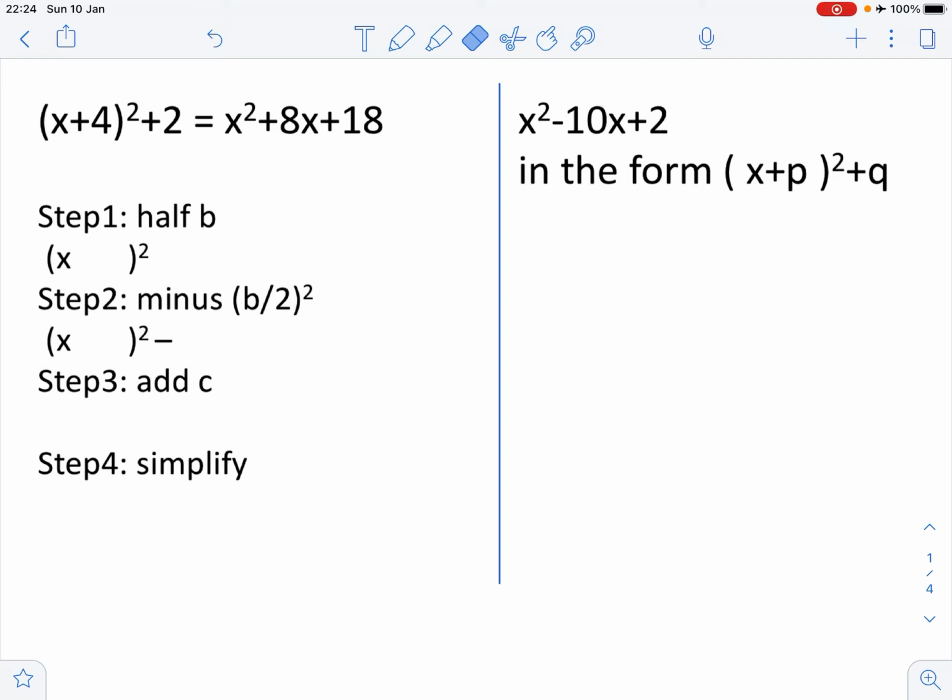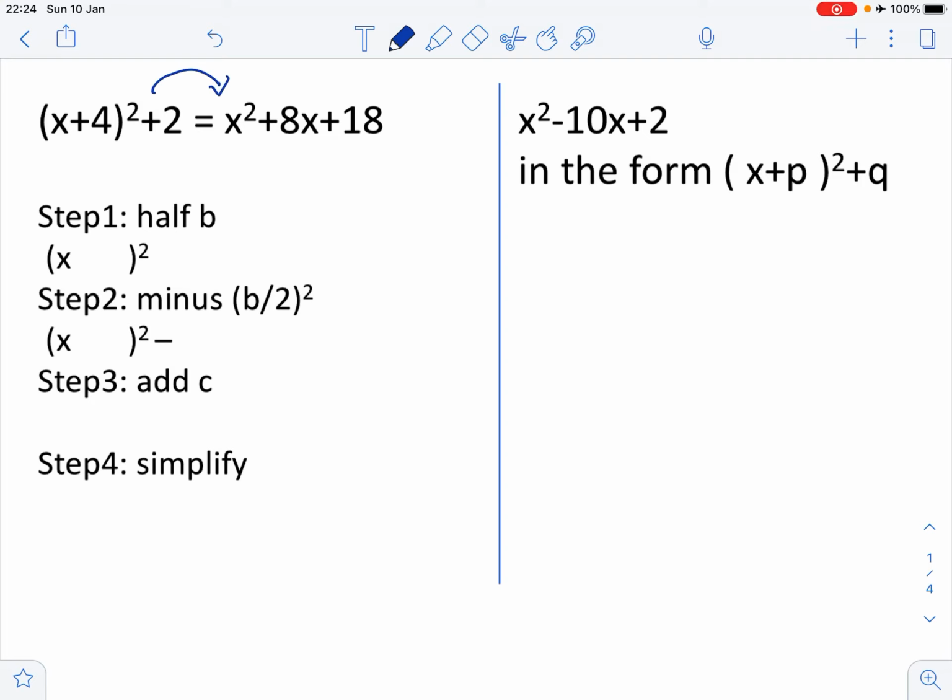Hello everyone, today we're going to look at how to complete the square. So from the previous lesson we know that if we expand out (x plus 4) squared plus 2, it is the same as x squared plus 8x plus 18. So this is how we do expanding.